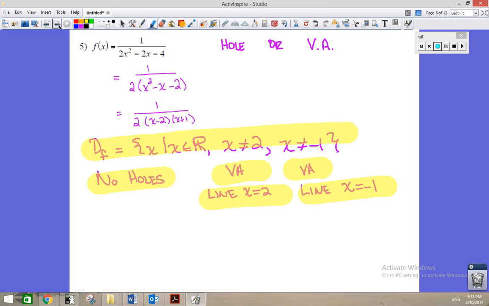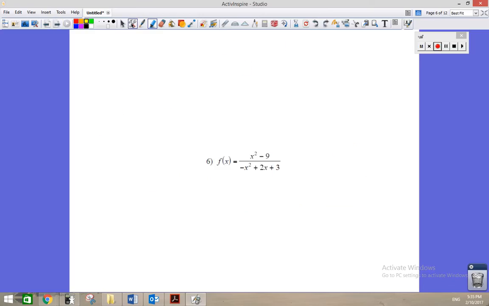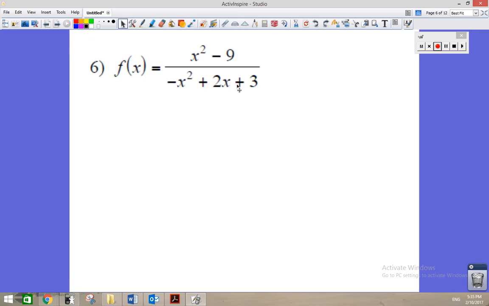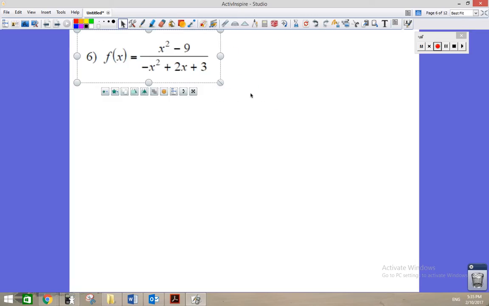Let's do another one on this video. Let's look at this next one. Again, the numerator and denominator are polynomials, so I know this function is referred to as a rational function. They want us to determine the domain and see if there are any holes or any vertical asymptotes in the graph. First thing we want to do is factor both the numerator and denominator.